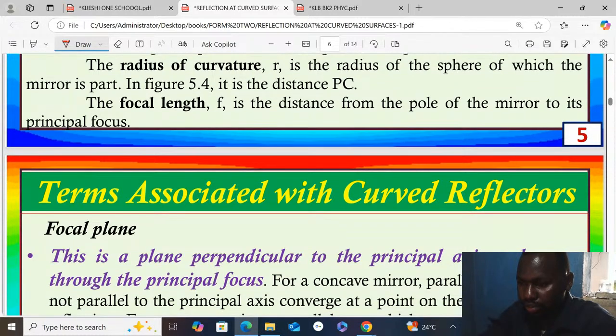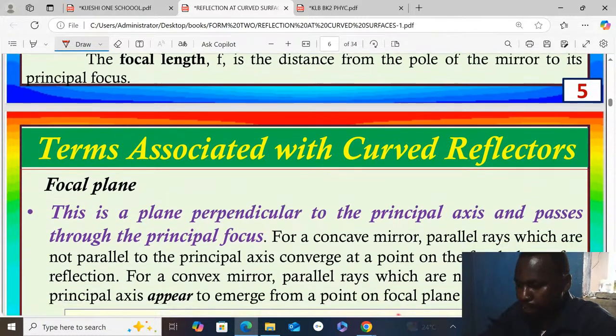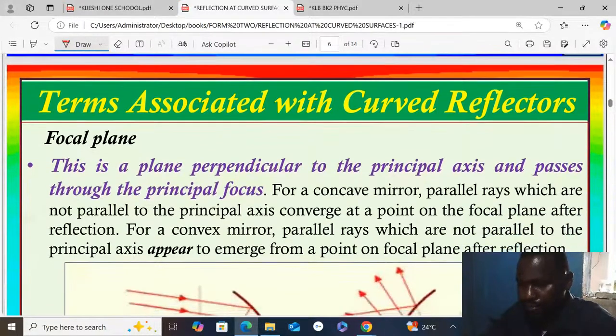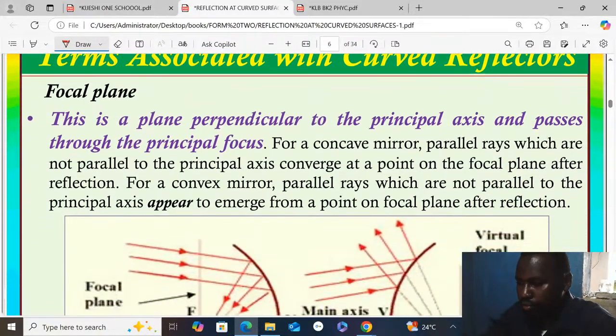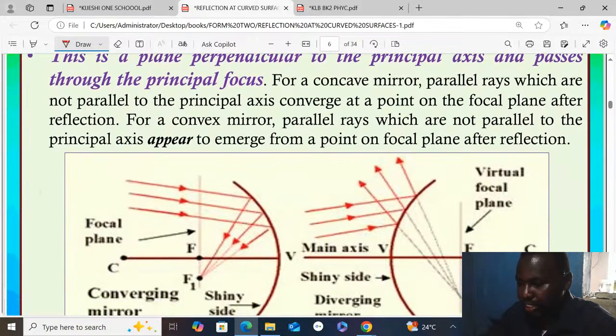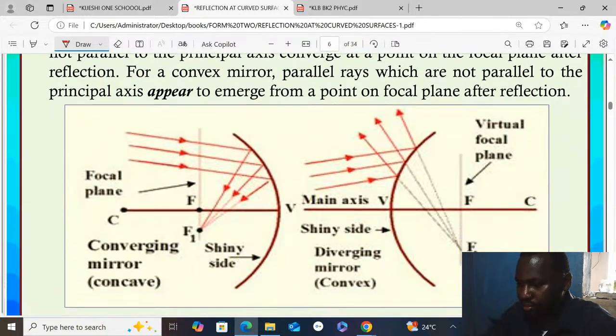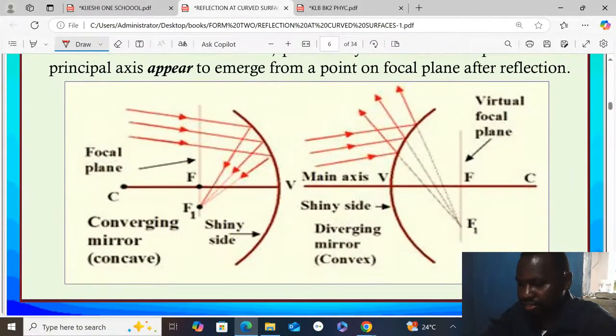We had already talked about the focal plane. It is a plane perpendicular to the principal axis and passes through the principal focus. I've already indicated it using a dotted line in my previous diagram. You can see we are having some diagrams here. We do not have a need for them.